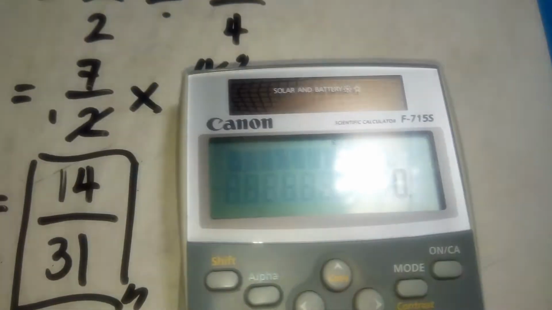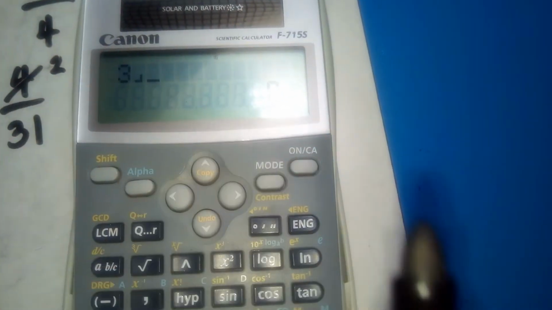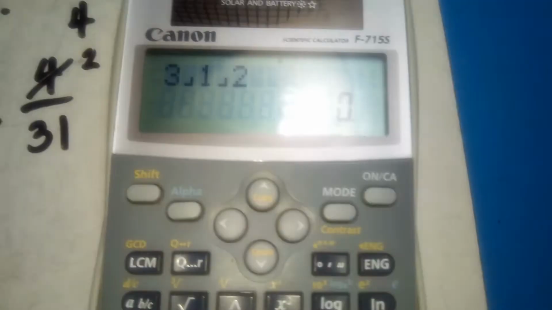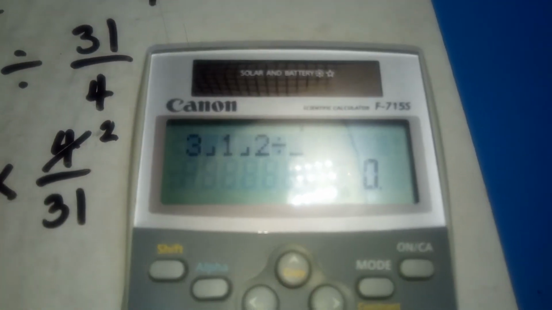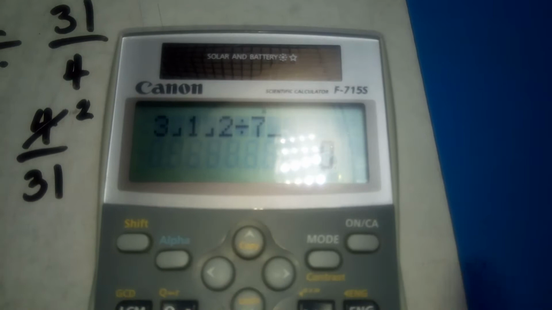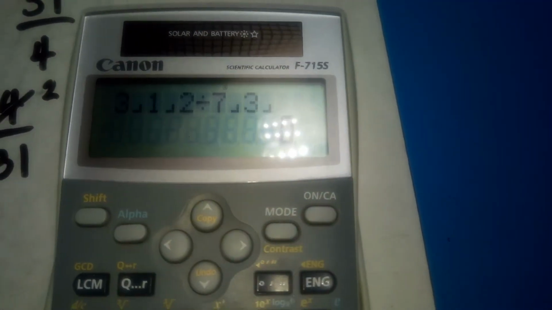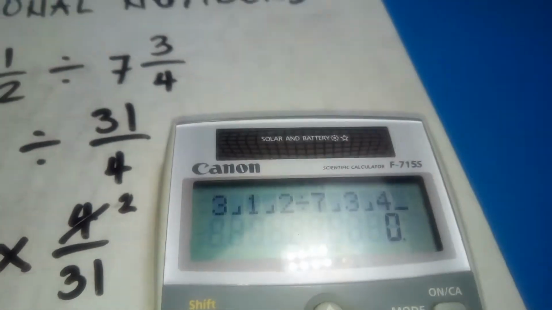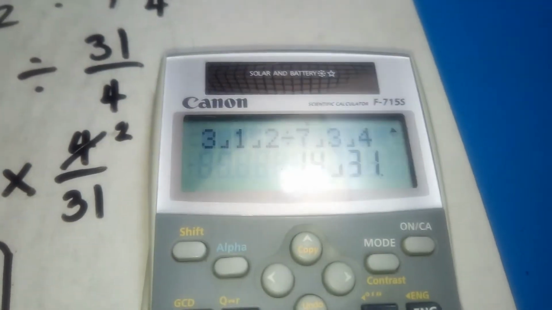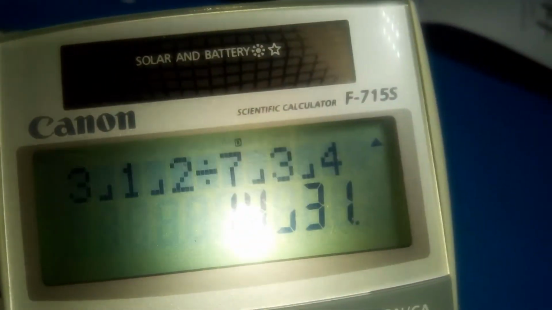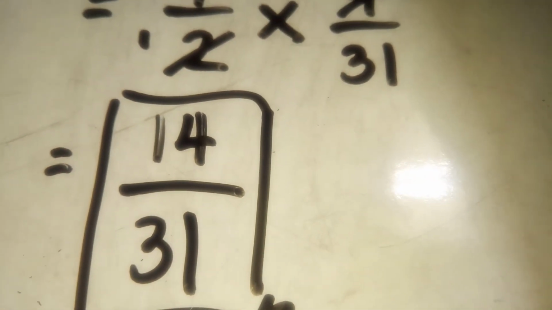Let's check using my calculator. That's 3 and 1/2 divided by 7 and 3/4. The result equals 14 over 31. It's also 14 over 31, so our answer is also 14 over 31.